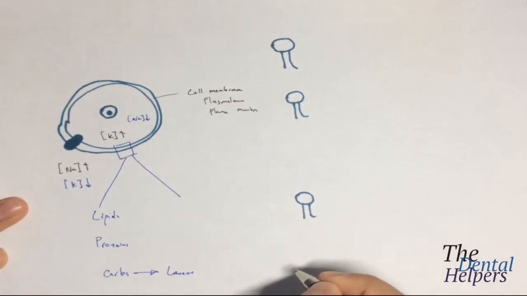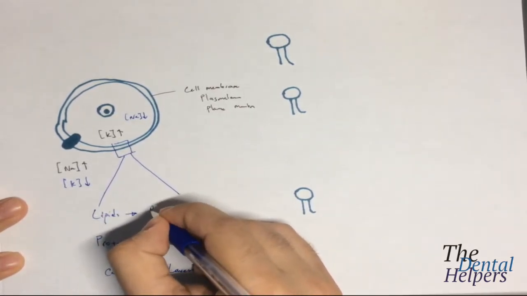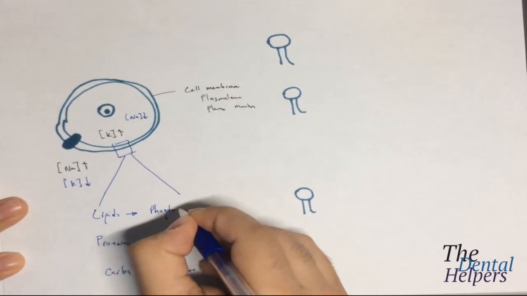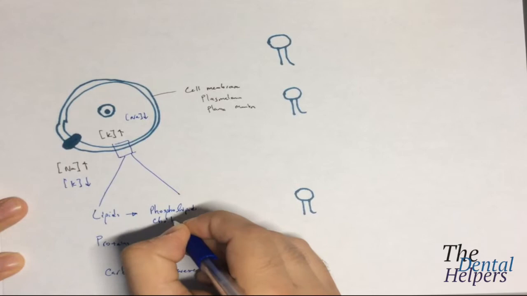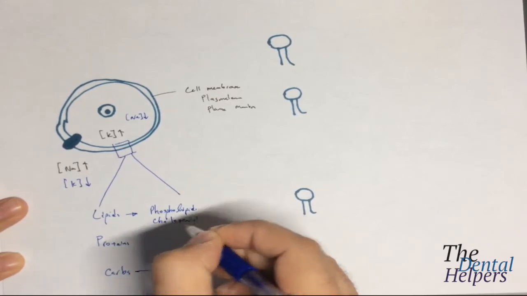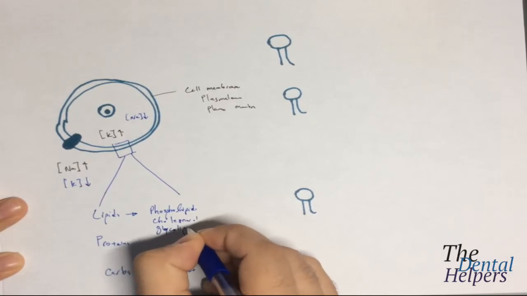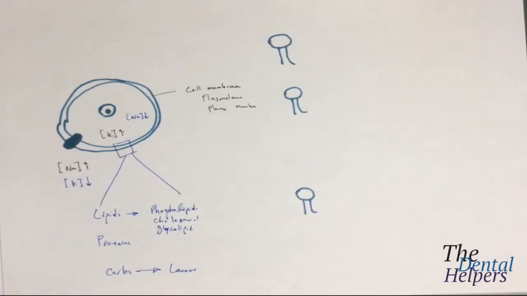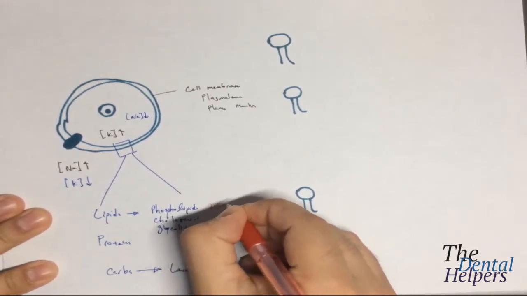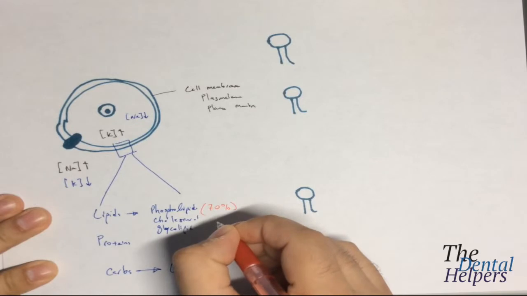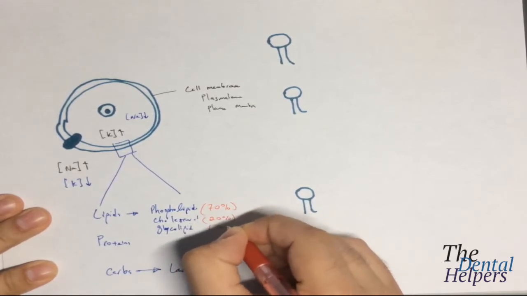Now, if we were to look at the lipids, the lipid composition is going to be phospholipids. Then we're going to also have cholesterol, and then glycolipids. And then the percentages, you're going to have more phospholipids than anything else. So it's about 70% phospholipids. Cholesterol, it's about 20%. And 10% is the glycolipids.